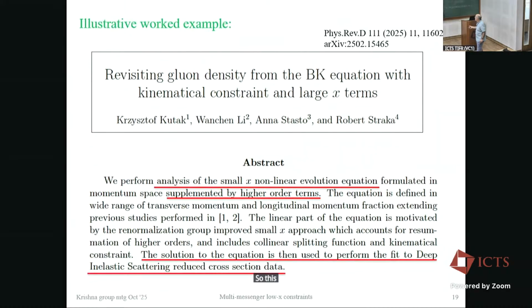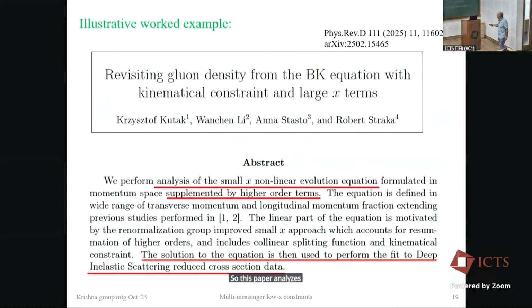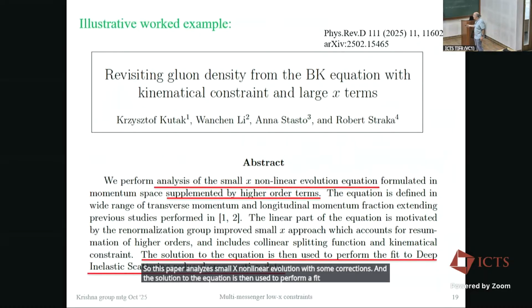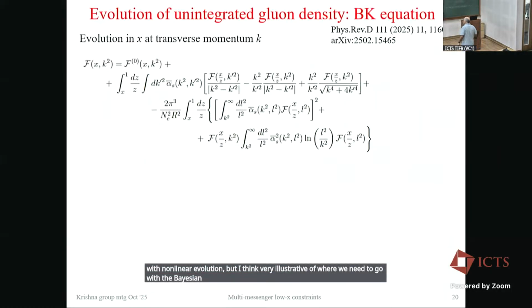This paper is by Krzysztof Kutak, Anastasiou, and collaborators. These are known in the low-x field. Revisiting gluon density from the BK equation. This is the nonlinear evolution equation for the dipole with kinematic constraints and a large-x term. So this paper analyzes small-x nonlinear evolution, supplemented with some corrections. The solution to the equation is then used to perform a fit to deep inelastic scattering reduced cross-section data from HERA. So it's a simple exercise with nonlinear evolution, but I think very illustrative of where we need to go with the Bayesian inference. So I'm going to go through it in a little detail.